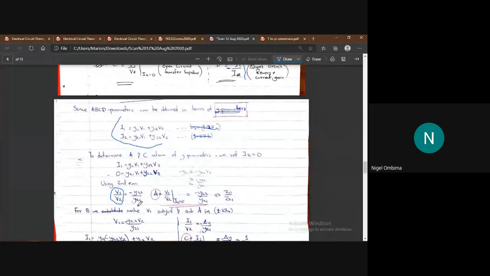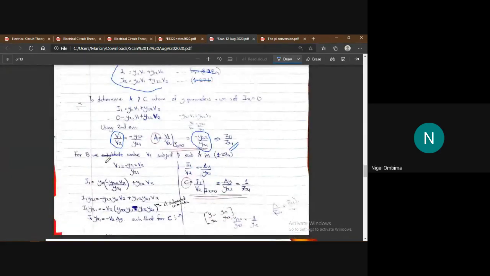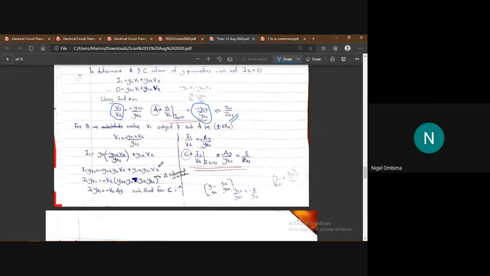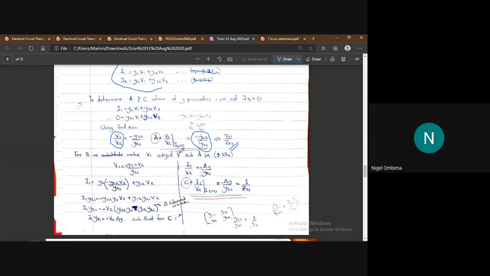And now we have our value of A in terms of Y parameters, which is this. You can try it out for Z parameters; you'll find that it will be equal to E. Continuing, for C now, it's a little bit longer. We make V1 the subject and substitute it in this first equation.